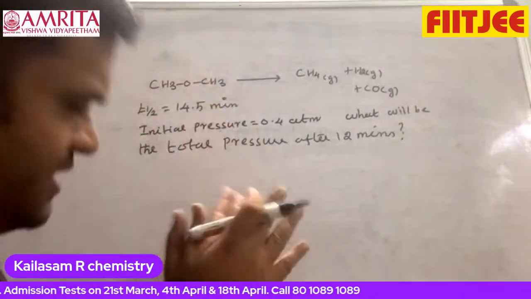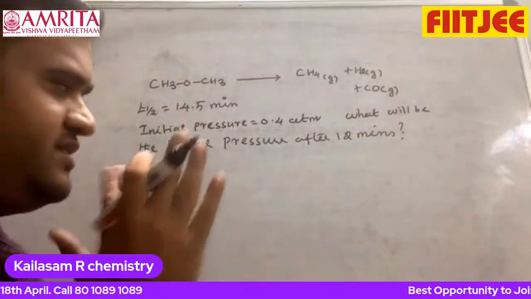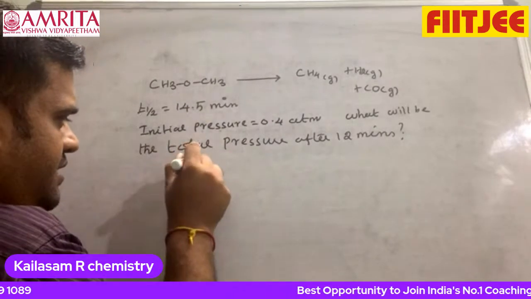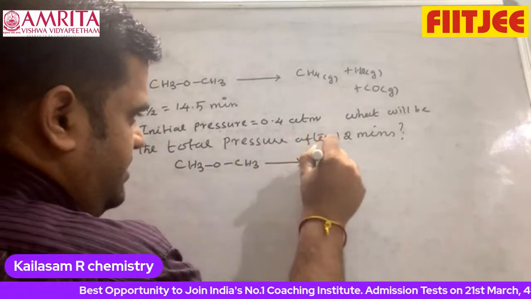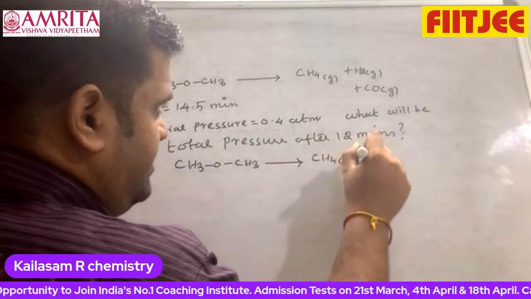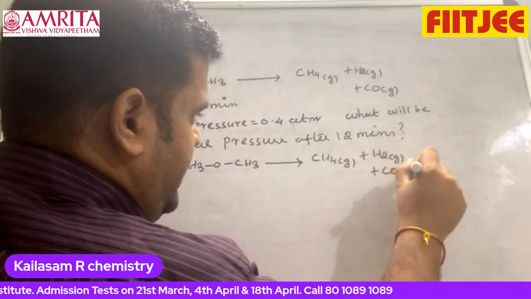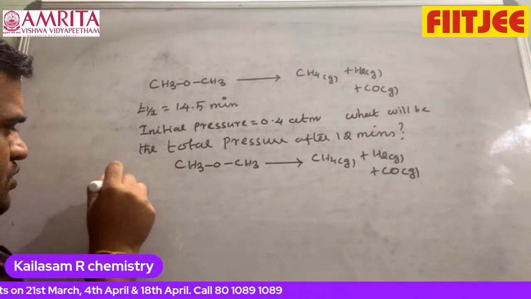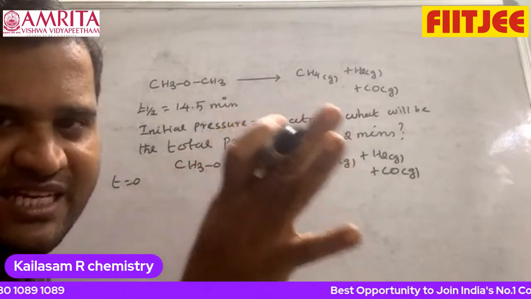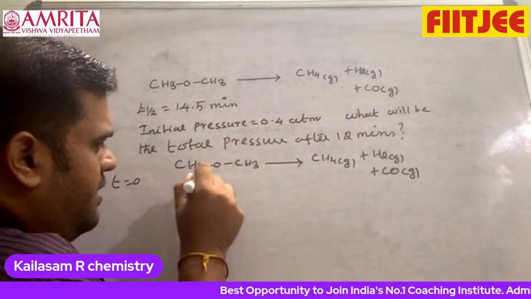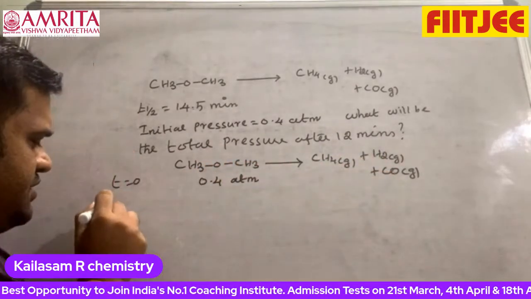Very simple. Write the reaction. Anyway, they said this follows first order kinetics. All are gas phase. First I am writing CH3OCH3 gives us CH4 gas plus H2 gas plus CO gas. Now when time is equal to 0, only dimethyl ether is present. What is the pressure given? 0.4 atmosphere.